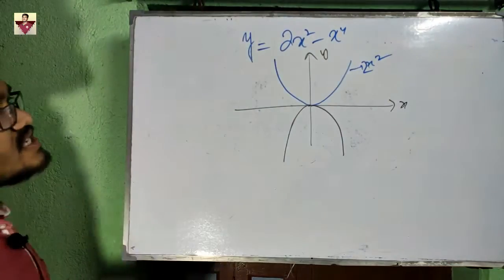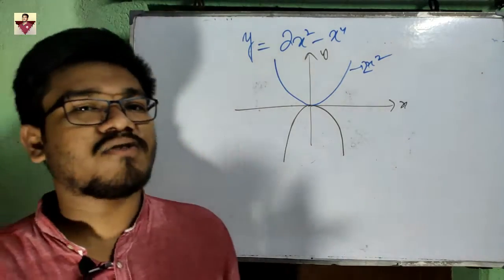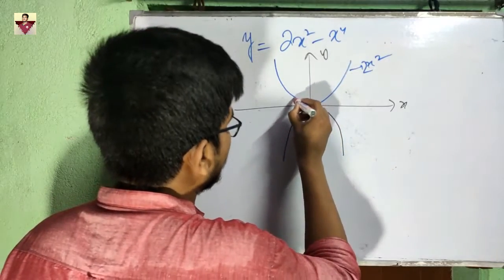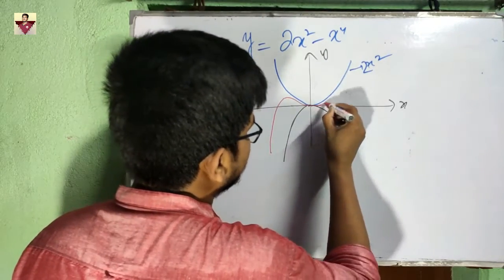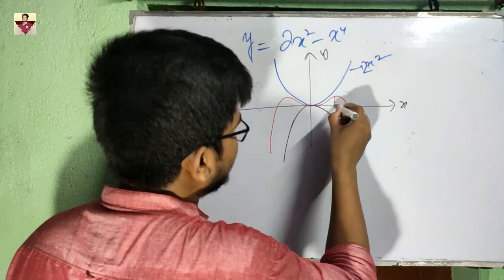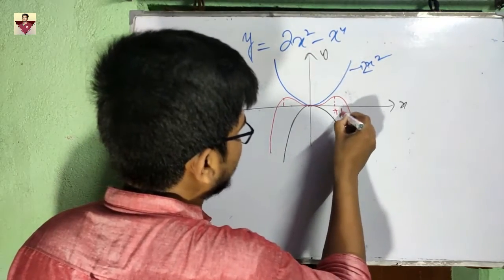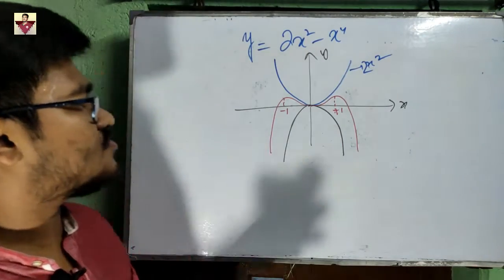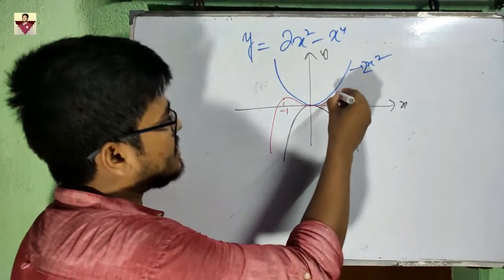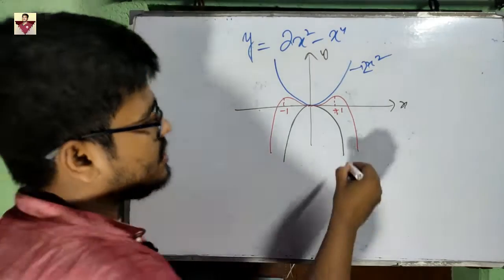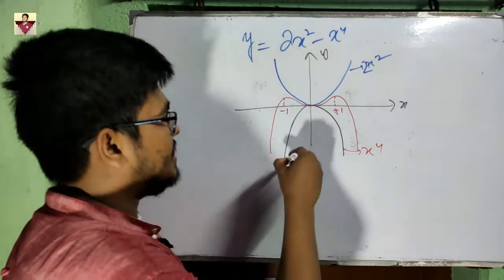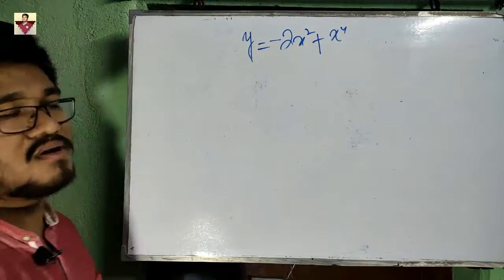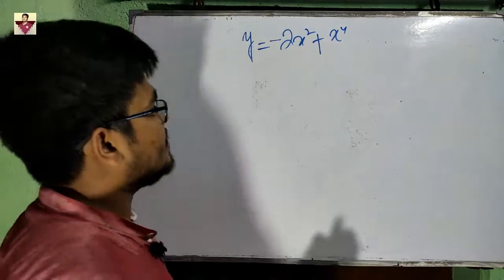Now for this given function y equal to 2x square minus x to the power 4, the resultant curve will be like this. So it will be varying like this. As you can see, there will be two maxima, one at +1 and another at -1. As you can see, this x to the power 4 is much more powerful, so this resultant curve will be bent in the y equal to minus x to the power 4 region. That is why I have plotted it like this. Now take minus 2x square plus x to the power 4. So I have just alternated the sign from the previous case.